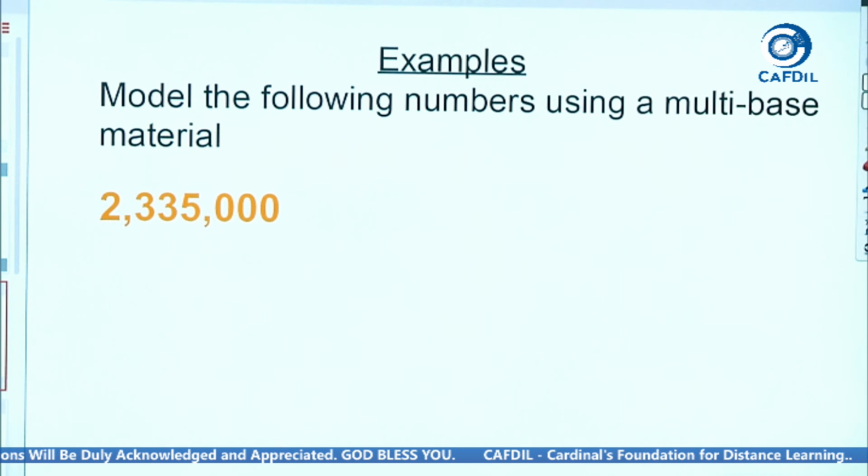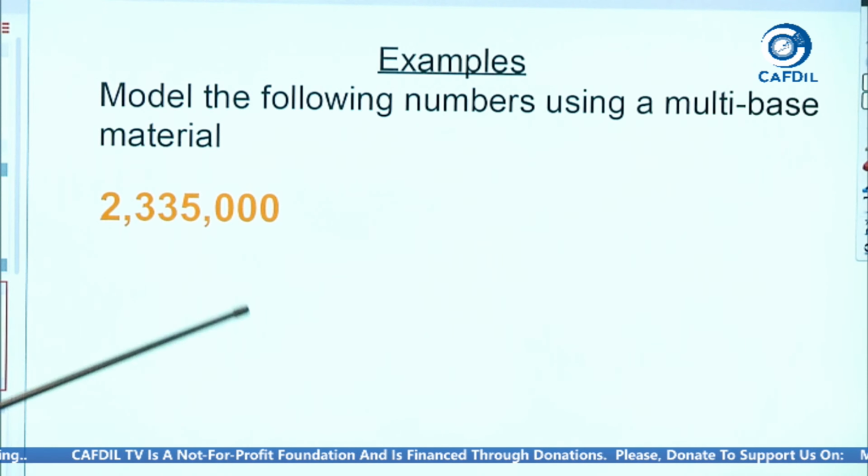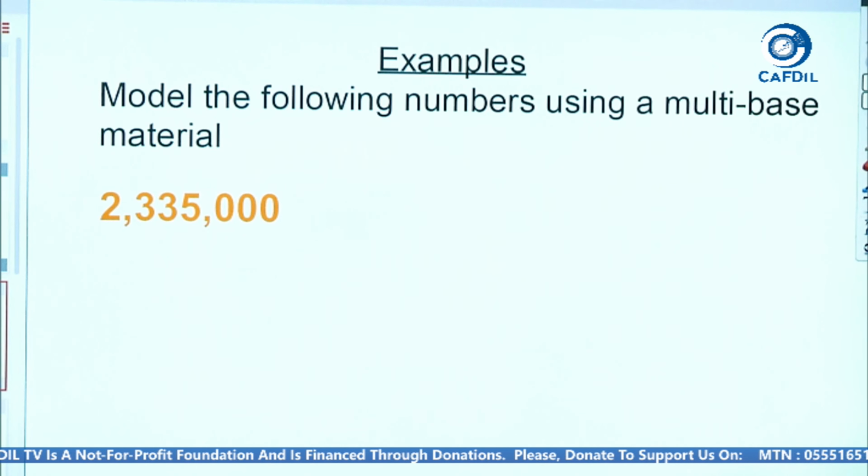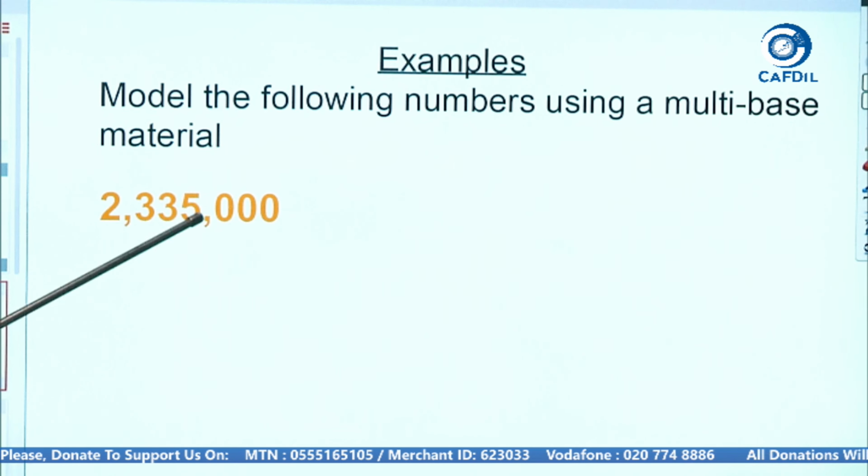And our first number here, I hope you can see. I want you to mention the number on your screen. We are going to model it using the multi-base material. And the first number is 2,335,000. So we have the 2 million, the 300,000, we have the 30,000 and 5,000.